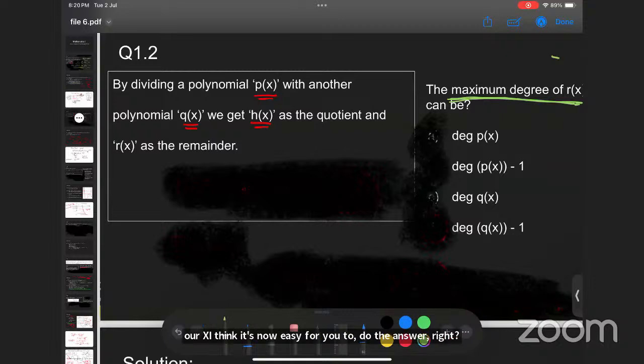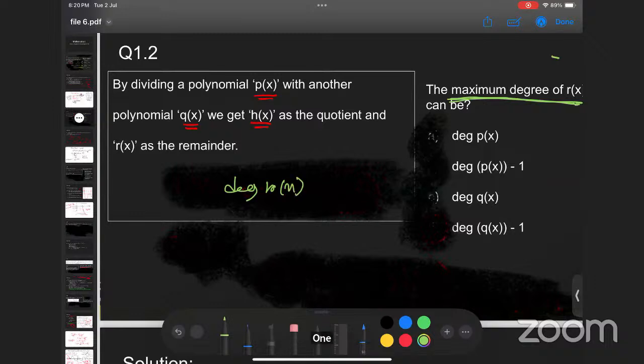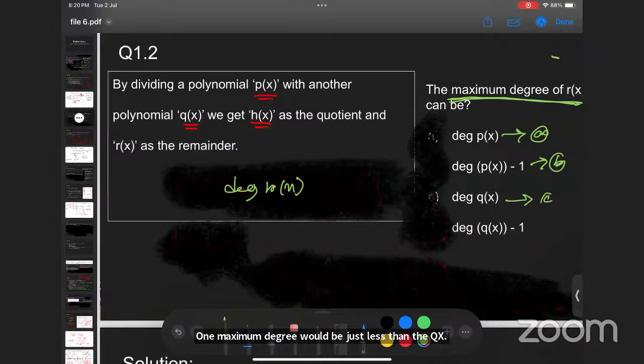Yes, ma'am. So what will be the answer? Ma'am, what is the minimum degree? Ma'am, answer is C. Maximum degree would be just less than the QX. Equal to QX. So, ma'am, can you see the question? Just join that. You just put your answer in the comment box, okay?